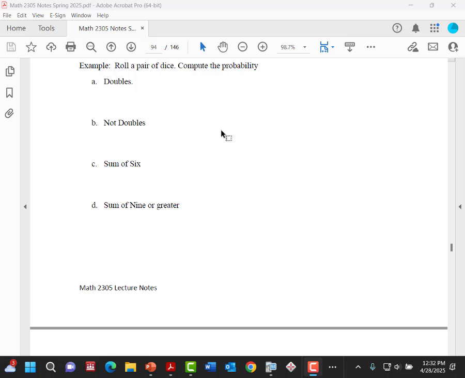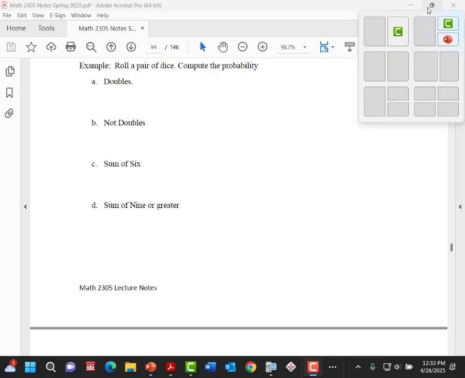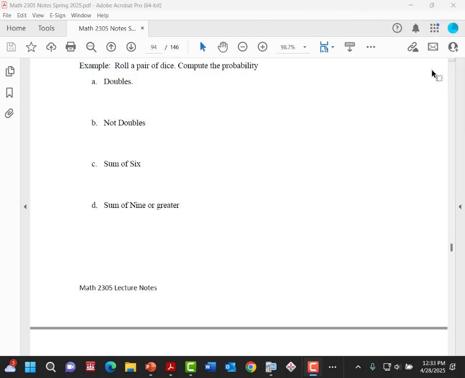of the highlights. So let's say that I roll a pair of dice and I want to compute several probabilities. First, the probability that I roll doubles. Well, there are 6 ways that I can roll doubles out of the 36 outcomes. And for most of these, I'm not going to reduce the fraction. You can if you want to. But for the sake of time, I'm just going to leave it in its unreduced form.